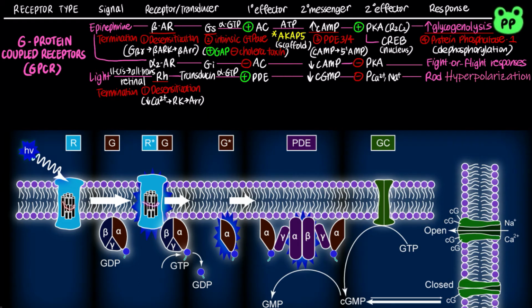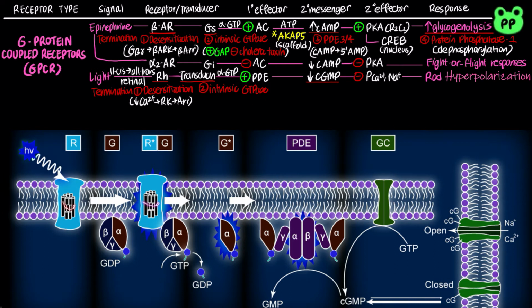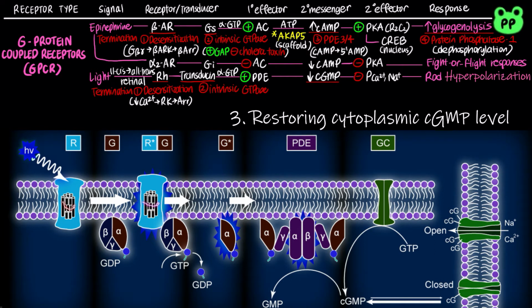Similar to the G protein stimulated by epinephrine, transducin also contains intrinsic GTPase activity that hydrolyzes GTP to GDP, inactivating the alpha subunit of transducin and decreasing the activity of phosphodiesterase. Another recovery process involves restoring the cytoplasmic cGMP levels. A decrease in the cytosolic calcium concentration activates guanylyl cyclase, abbreviated as GC, converting GTP to cyclic GMP, which binds and activates the cation channels, causing the rod to depolarize again.